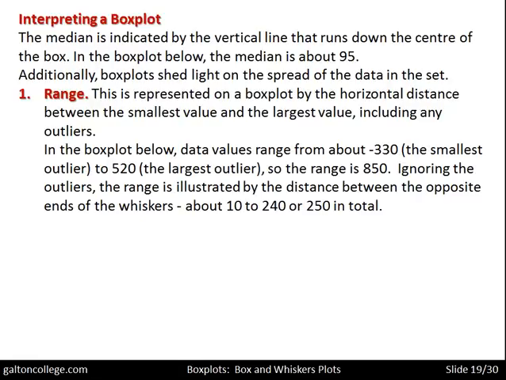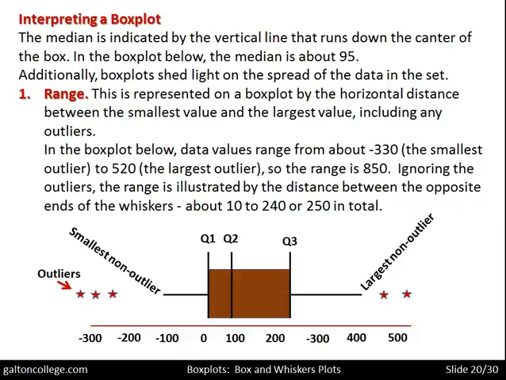In the box plot below, in other words in this box plot, the data values range from about minus 330. If you look at the star on the extreme left, there are three stars on the extreme. It's about minus 330. That would be the smallest outlier. It ranges to about 520, the largest outlier. So the range is 850. Subtract one from the other. Subtract minus 330 from 520, and we get 850.